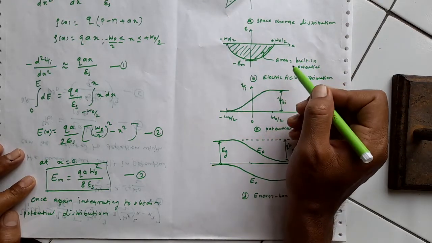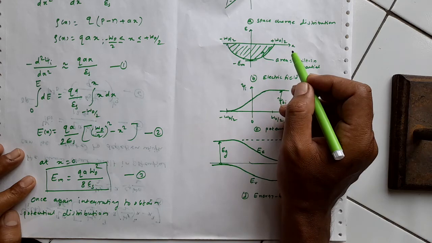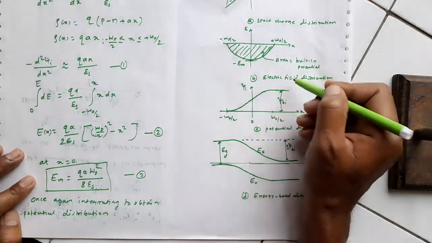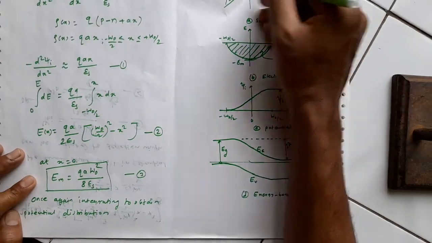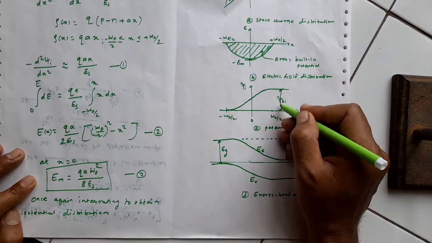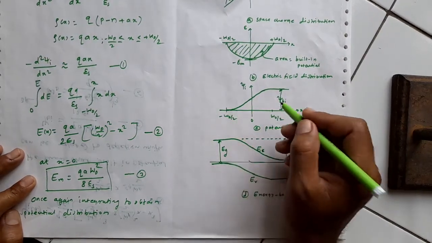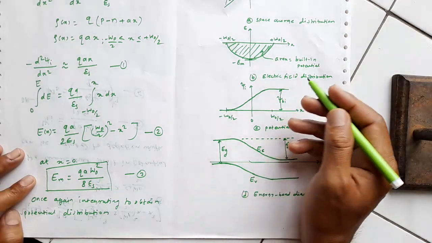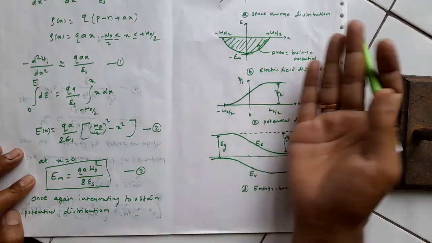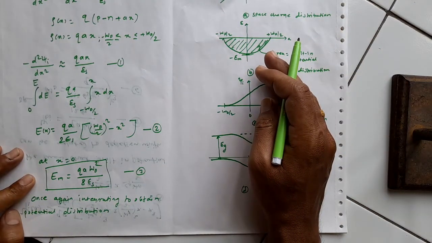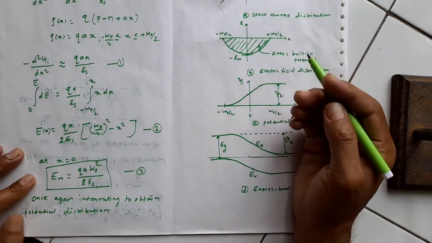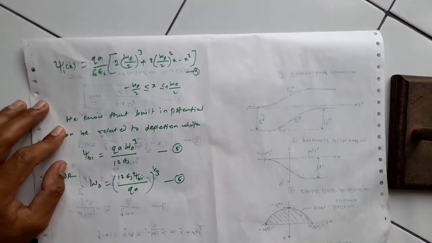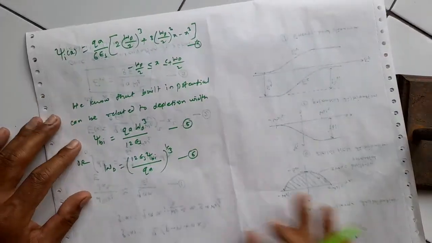Since the values of the impurity concentration at the edge of the depletion width, somewhere here, at minus W d by 2 and plus W d by 2, are the same and equal, because it is something like a replica of the other one, the built-in potential of the linearly graded junction can be approximated by a similar expression to the abrupt junction potential.